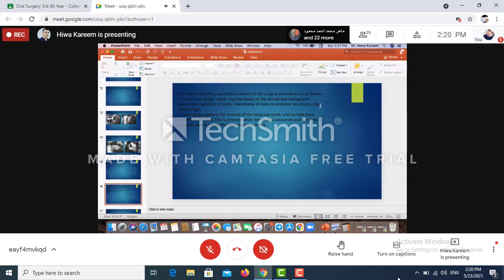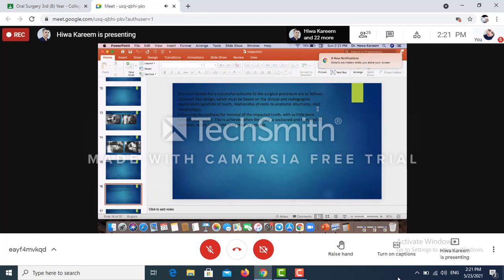Why root morphology? Because if the roots are fused, it is easy for extraction, and if the roots are bifurcated, not fused, they need sectioning of the root. One piece of the root is removed, and after that the other piece. The root is removed in two parts, mesial root and distal root. Root removal in two situations.